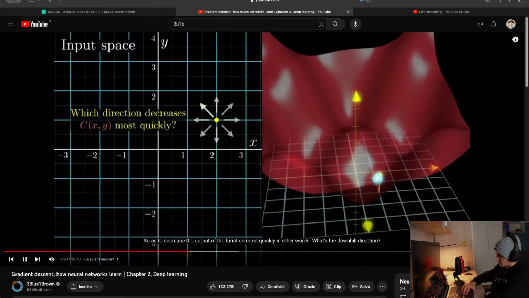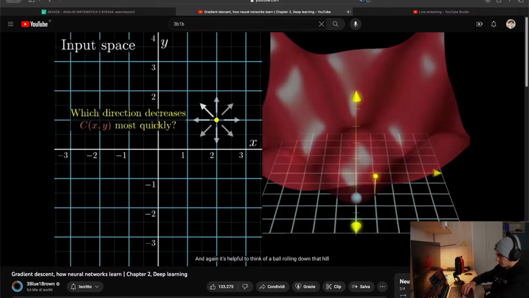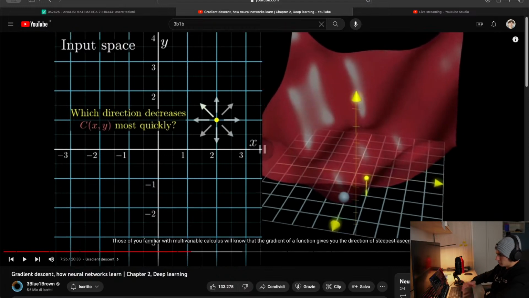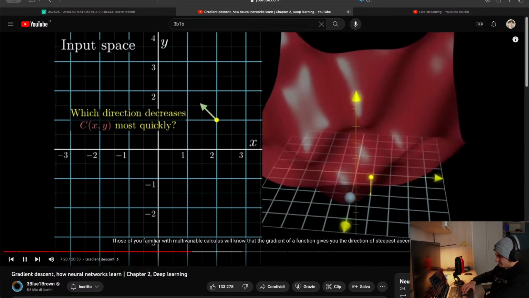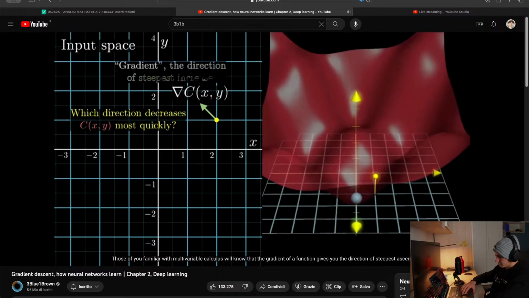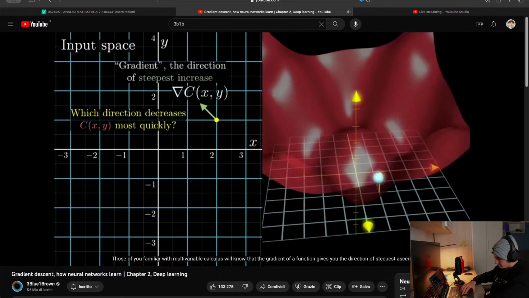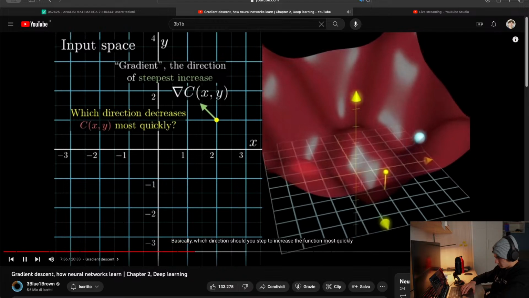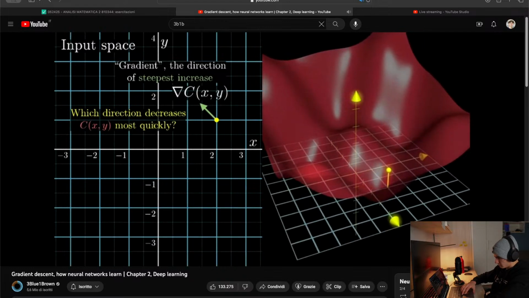In other words, what's the downhill direction? And again, it's helpful to think of a ball rolling down that hill. Sì, o anche una montagna, semplicemente. Those of you familiar with multivariable calculus will know that the gradient of a function gives you the direction of steepest ascent. Basically, which direction should you step to increase the function most quickly?